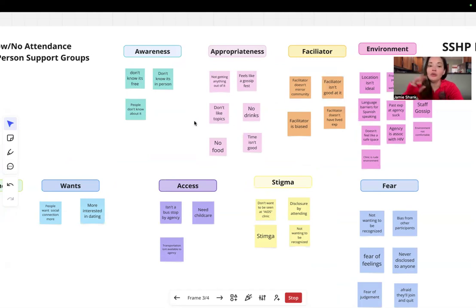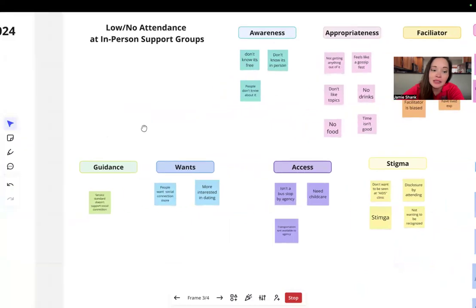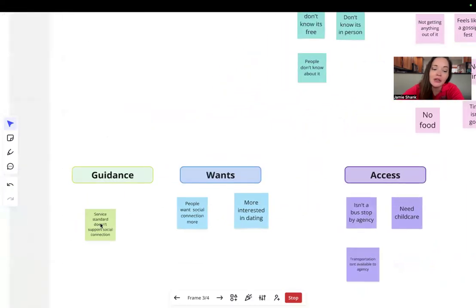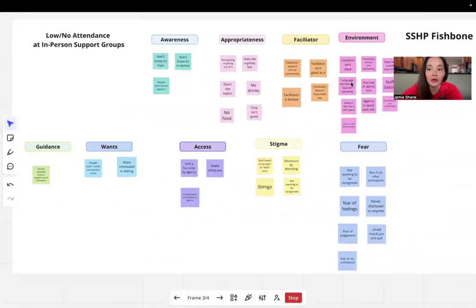So the first thing you do is just begin to cluster like things together, and you'll see it's totally okay if some stuff stands on its own, right? So this one, the service standard doesn't support social connection. That didn't really fit with any of the other ideas, and that's okay. You don't have to force things to go together.